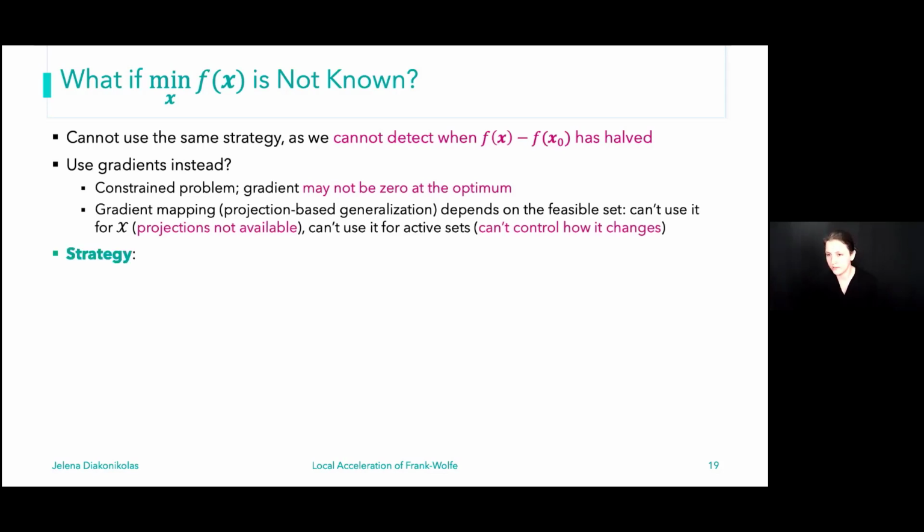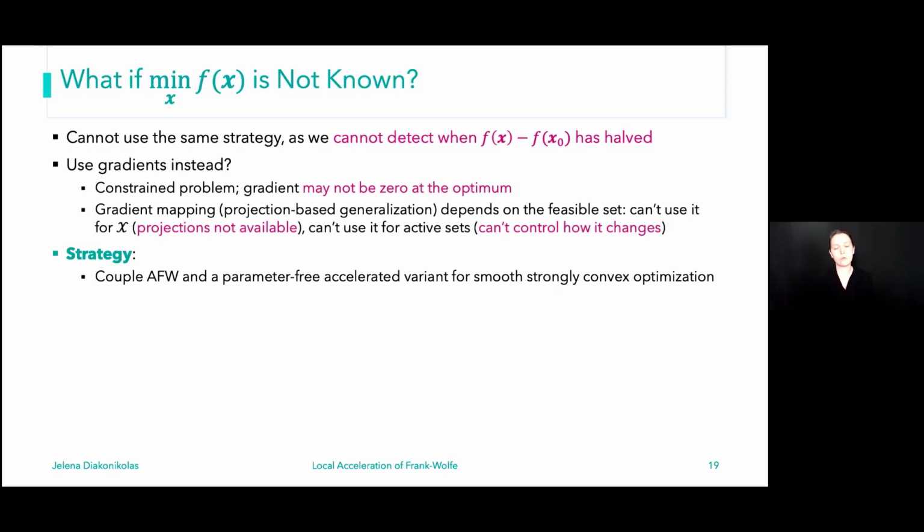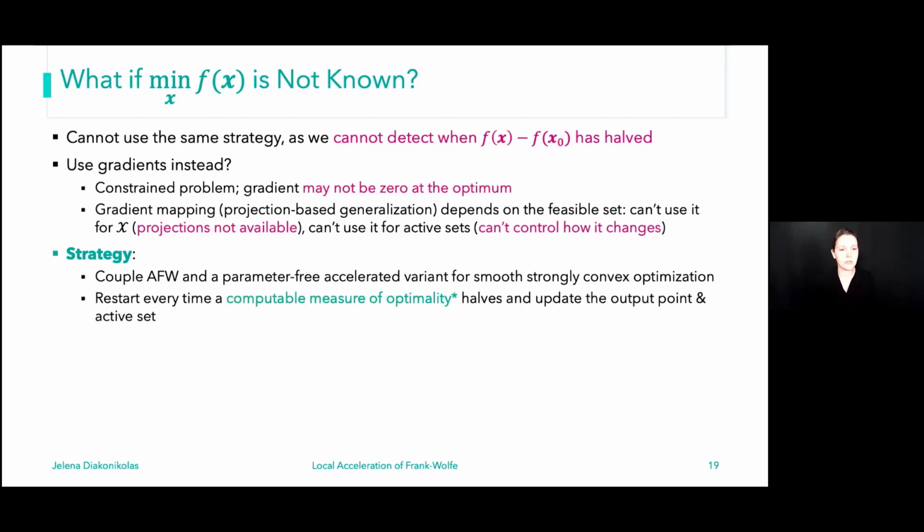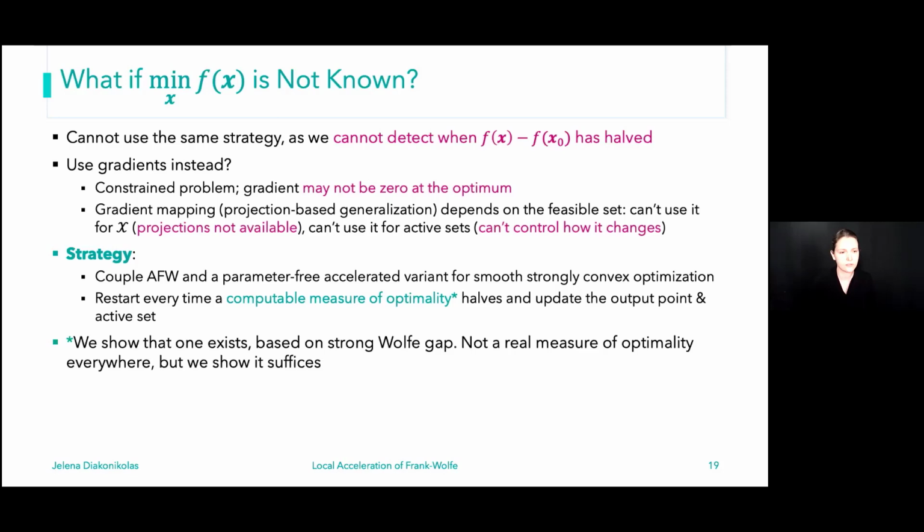There is still a way to make it work. So you do the coupling, but now you restart every time some computable measure of optimality halves. So this is just kind of a high level idea. And you update your point to the output point and to the right active set.